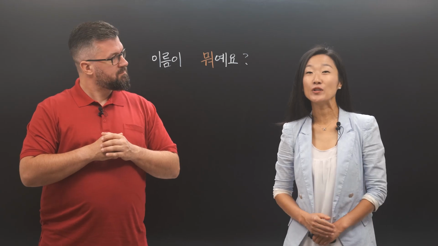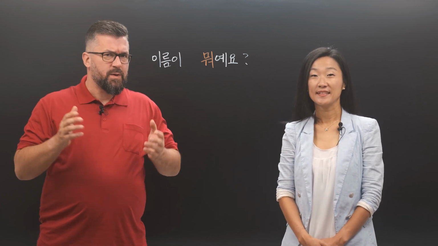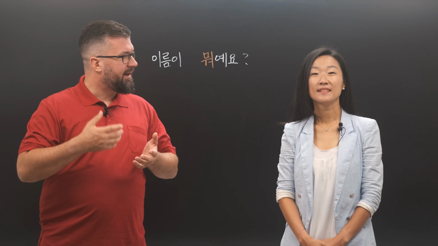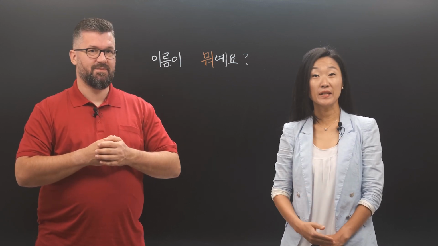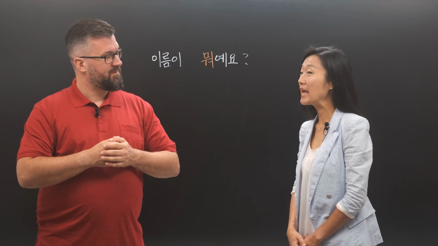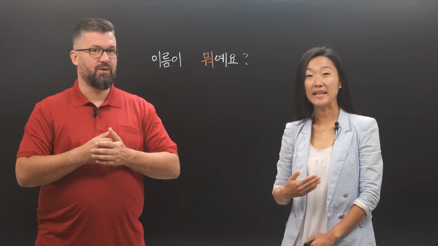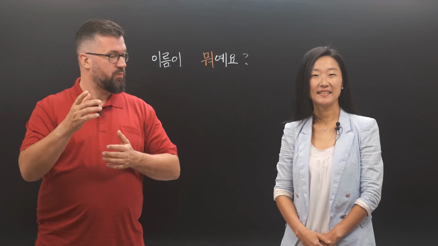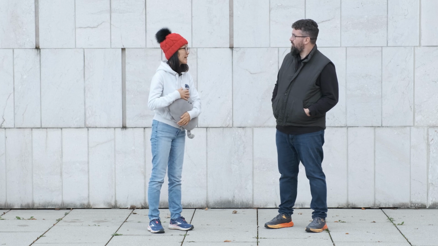Now let's learn how to answer the question. 이름이 뭐예요? I guess we can say 저는 게르하드예요. Exactly. Alternatively, you can say 제 이름은 게르하드예요. 제 이름은 게르하드예요. My name is Gerhard. We already learned 제 before. 제 is mine. 이름은 name. 이름이 뭐예요? 제 이름은 최서윤이에요.